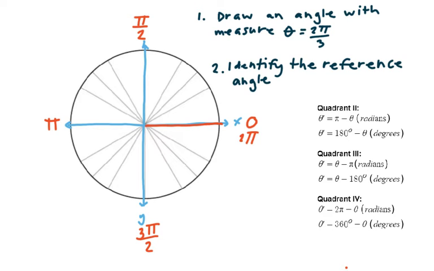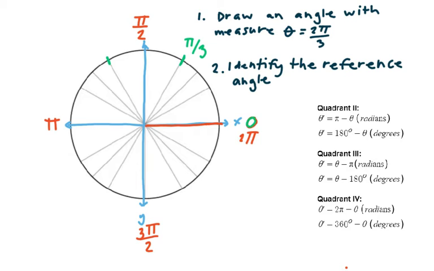So we know we want an angle with a measure of 2 pi over 3 radians. That is going to be somewhere in between pi over 2 and pi. And so half of a turn around our circle is equal to 1 pi radian. So let's split 1 pi radian into thirds. So each of these green tick marks here represents pi over 3 radians.